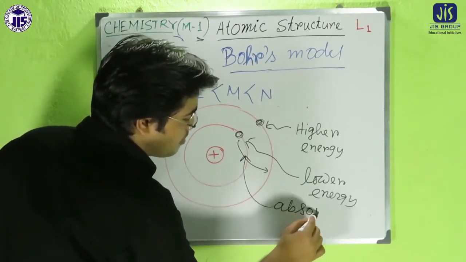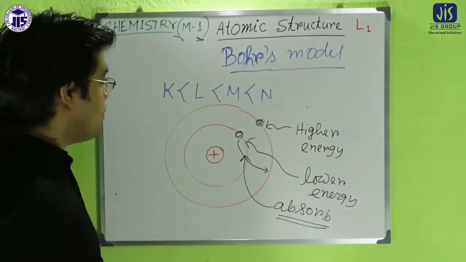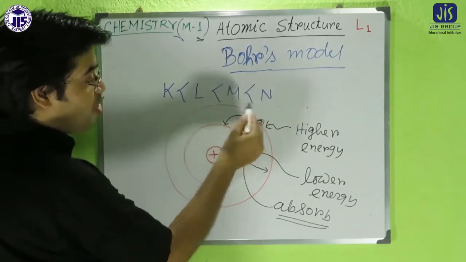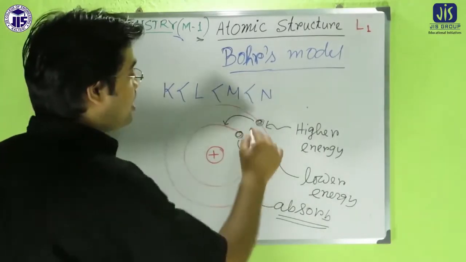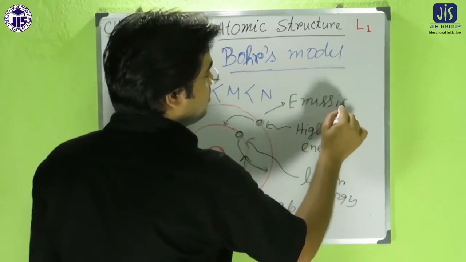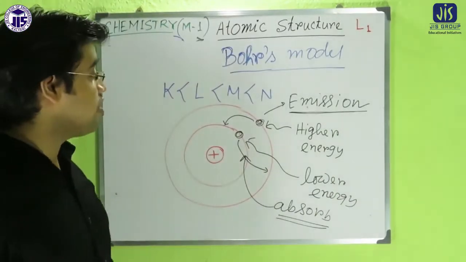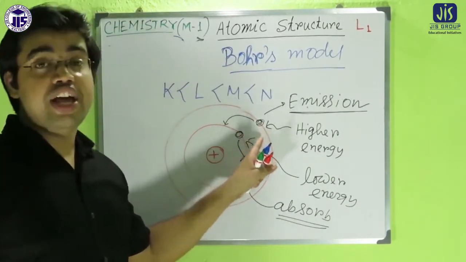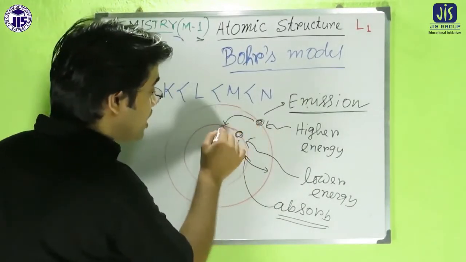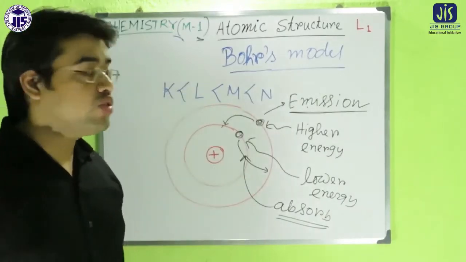That means there will be absorption of the energy. But if that electron jumps from here to here, that means from a higher orbit to a lower orbit, there must be emission of the energy, or release of that energy. Why release of the energy? Because that electron has the higher energy. So that electron must release the energy, otherwise that electron will not fit in that orbit where the energy is lower. So there are two cases.